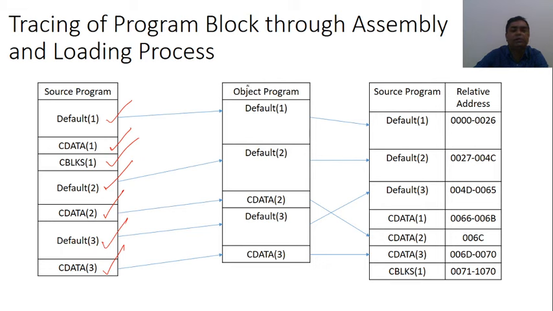Now when I am writing the object program, I am considering default 1. There is an object code, or you can say object program, corresponding to default 1, and default 2, C data 2, default 3, and C data 3. Here you can see there was no object code corresponding to C data 1 and CBLKS 1 because these sections, or you can say these blocks, just reserve the space in the memory only. So that's why in the object program there was no object code corresponding to these blocks.